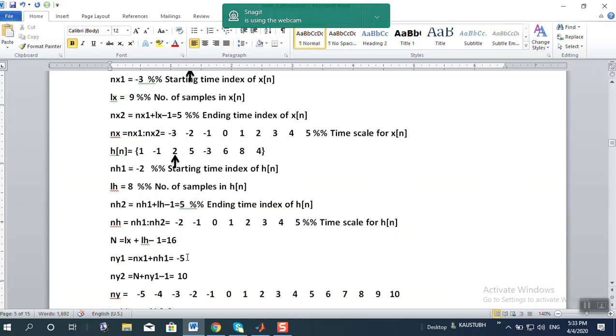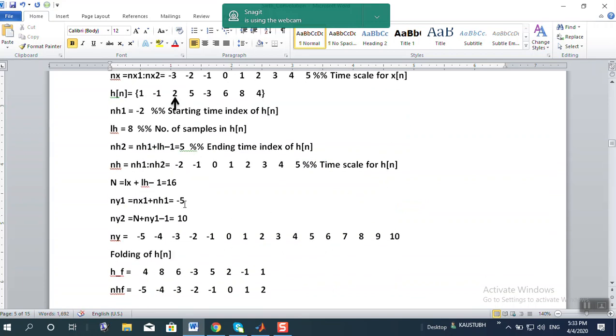Now, as we know, a convolved signal will have a number of samples equal to the number of samples in x plus the number of samples in h minus 1. So that is the number of samples in y of n. So what is y of n? Y of n is your convolved signal.